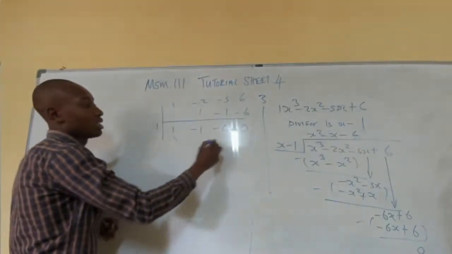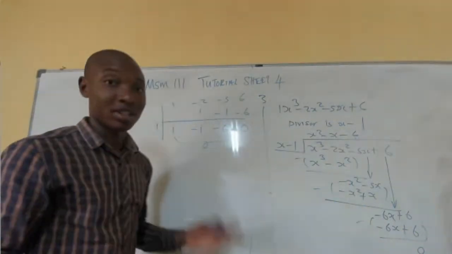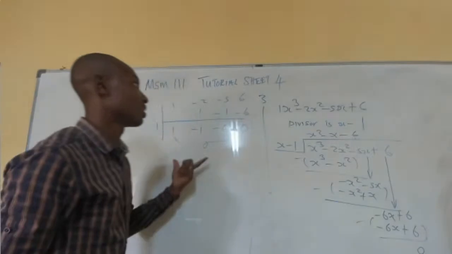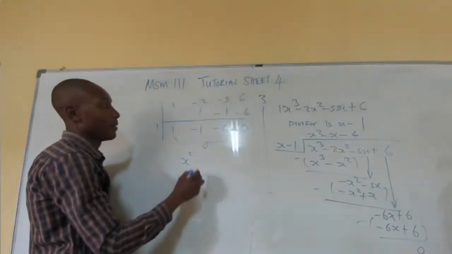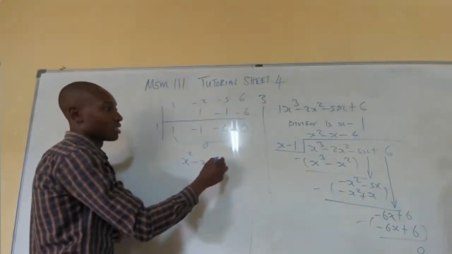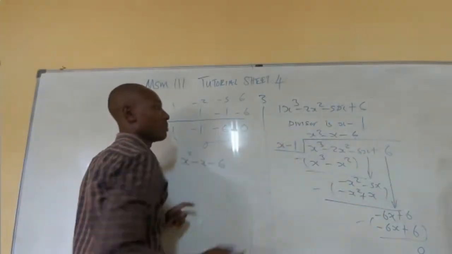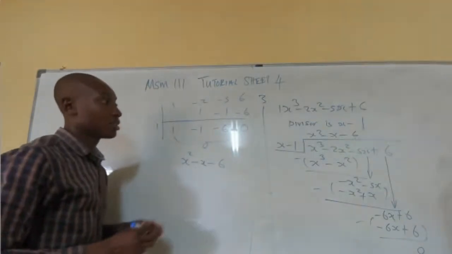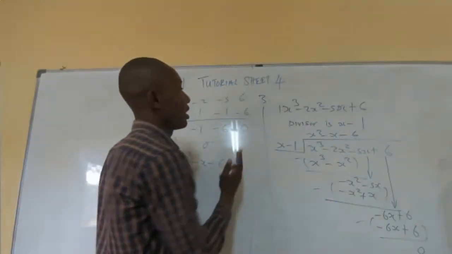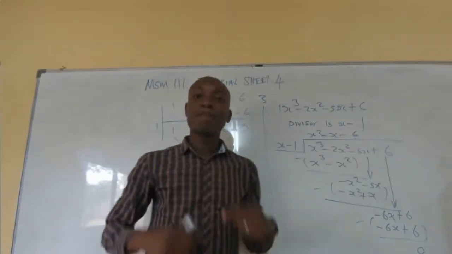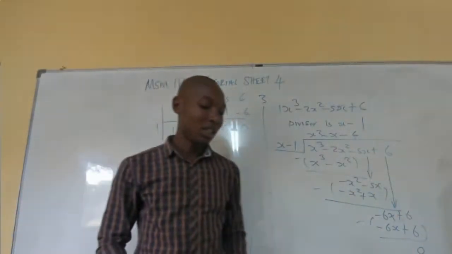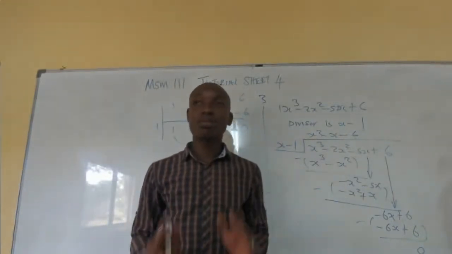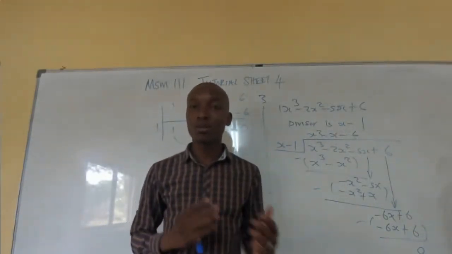So this is the coefficients of the quadratic equation that results from this. If I write this, you notice that this is going to be x squared minus x minus 6. Exactly the same quotient. Whether I had used the synthetic or the long division, both of us get the same. But that is not the question. The question is factorize completely. So how do we factorize completely?